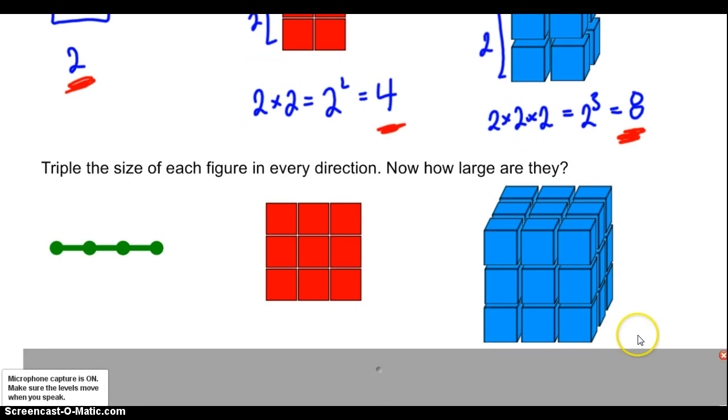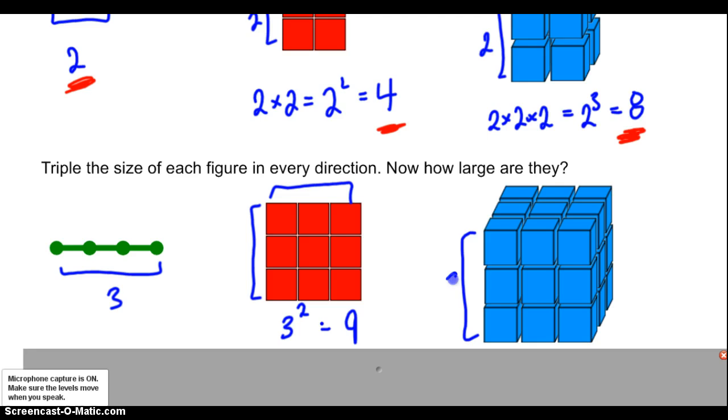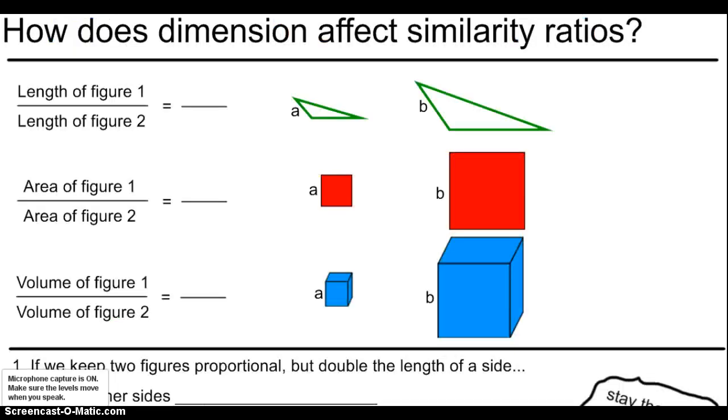Quite a lot. What about if we triple the sides? Well, again, the length just goes up to 3. That's what triple means. But for area, we now have a 3 by 3 square. That's 3 squared, or 9. What about for volume? For volume, we now have a 3 by 3 by 3 cube. 3 cubed is 27. So even though the length went up by a factor of 3, the volume went up by a factor of 27. Wow, that's a lot.